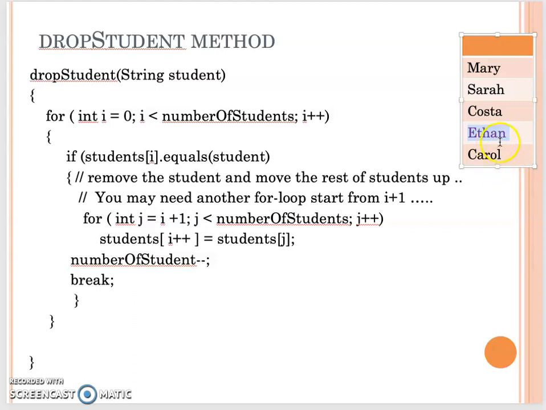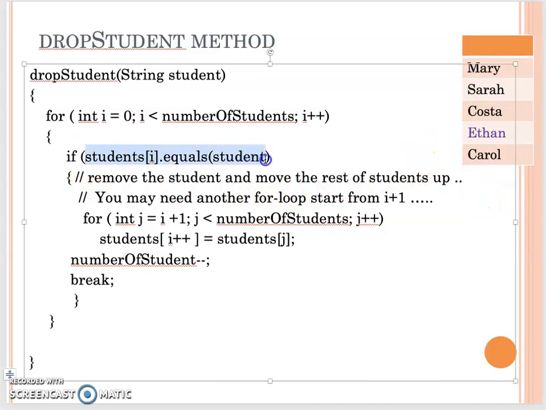So supposedly if you want to drop Ethan, you need to actually make Carol go up. And also every student after Ethan should go up one by one. So that's why here's what I say. After you find the student you're looking for, then in the code block, what you need to do is remove that student. But when you say you remove this student, I actually mean you move the rest of the students up.